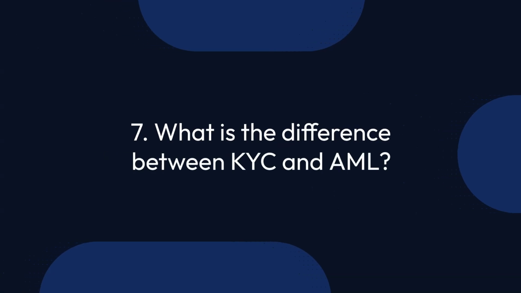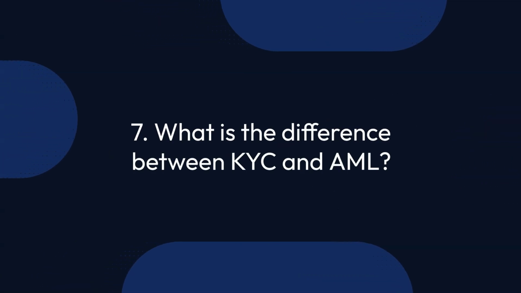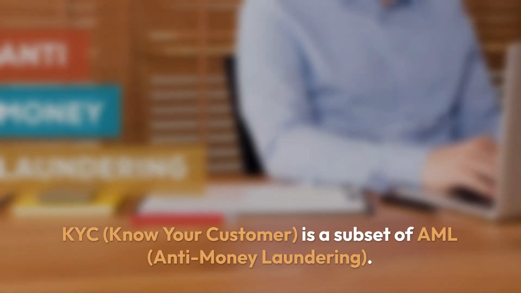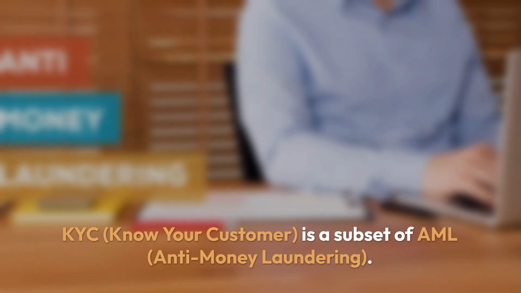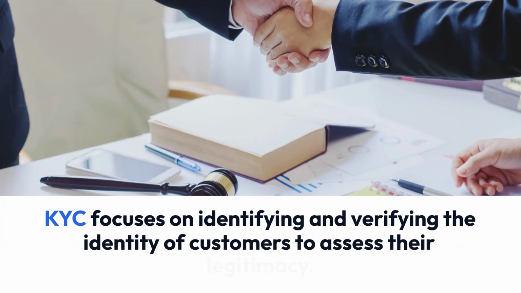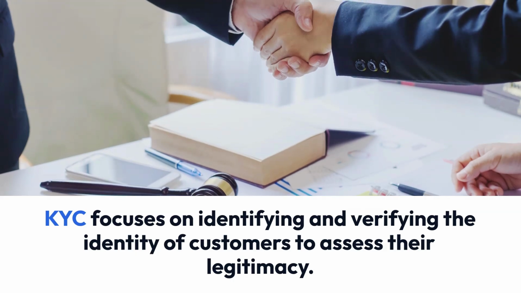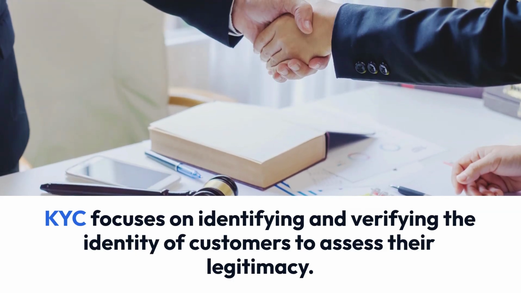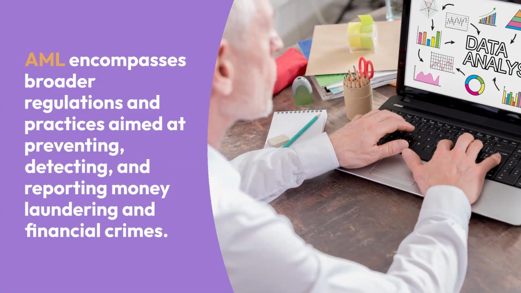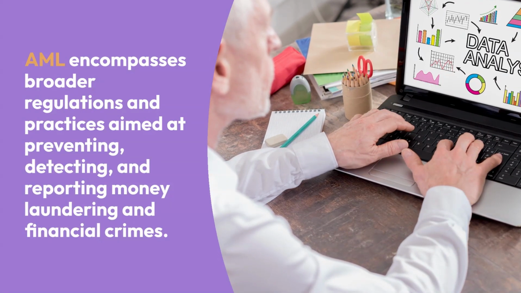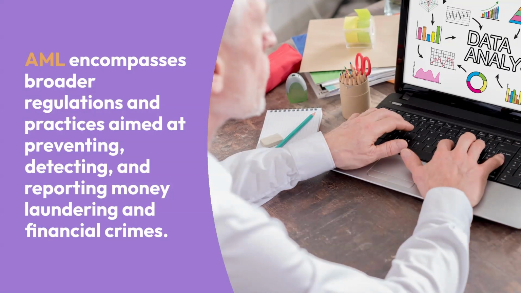7. What is the difference between KYC and AML? KYC, Know Your Customer, is a subset of AML, anti-money laundering. KYC focuses on identifying and verifying the identity of customers to assess their legitimacy. AML encompasses broader regulations and practices aimed at preventing, detecting, and reporting money laundering and financial crimes. In short, KYC is one of the first steps within AML compliance frameworks, ensuring institutions know who they're dealing with before enabling transactions or providing financial services.